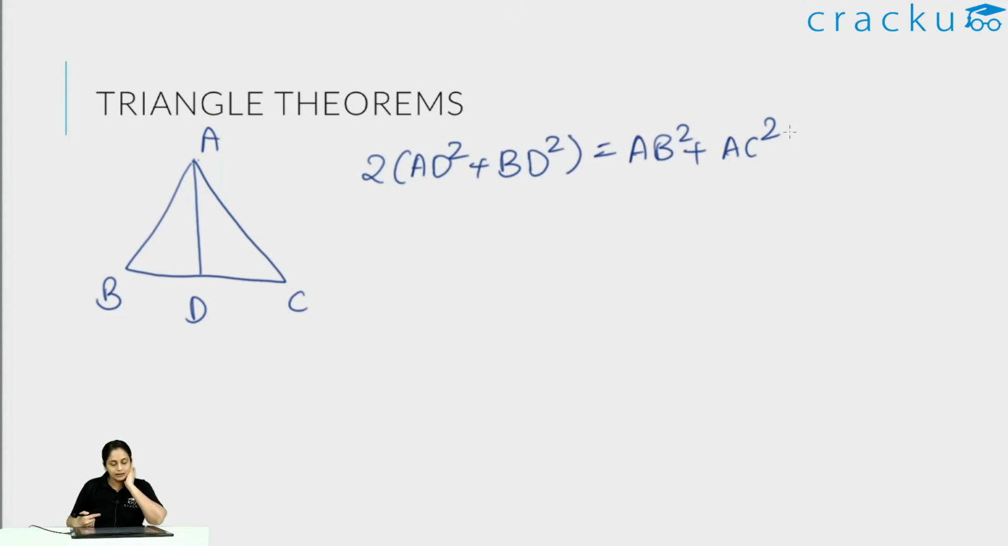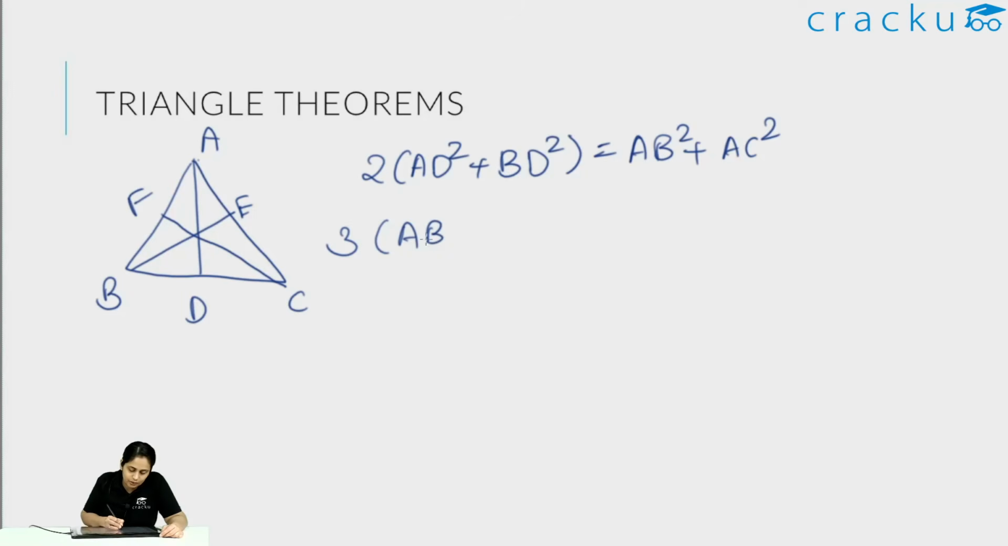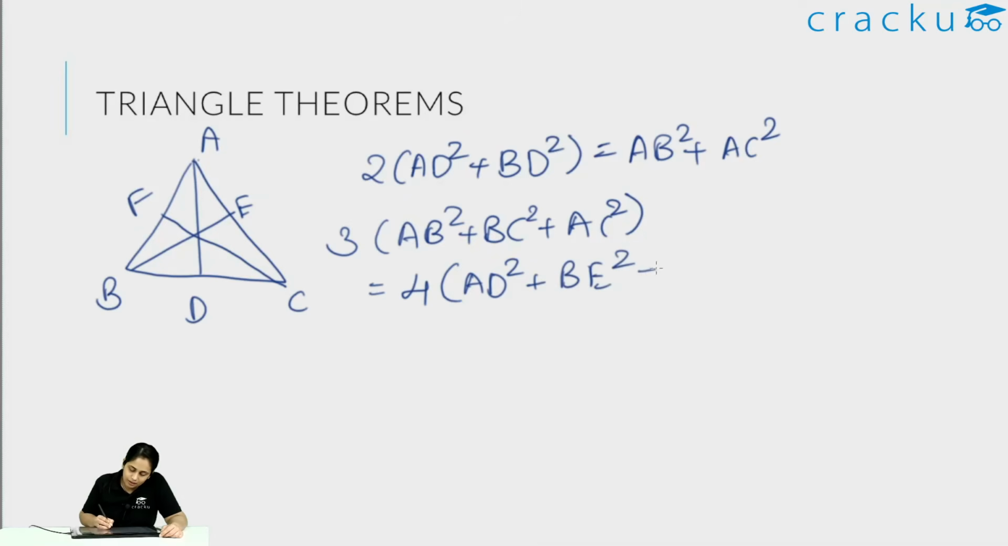The other theorem that you should remember, which is derived from Apollonius theorem, is basically the property that 3 times the sum of squares of the sides. Suppose this is AD, this is BE the other median, and CF is the third median. So 3 times the sum of the squares of the sides of the triangle, that is AB square plus BC square plus AC square, is equal to 4 times the sum of the squares of the medians. So this is 4 times AD square plus BE square plus CF square.